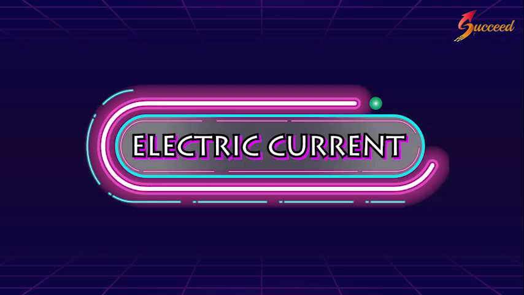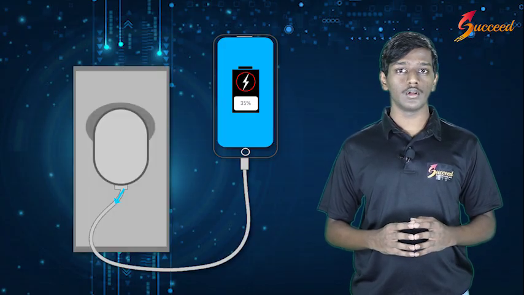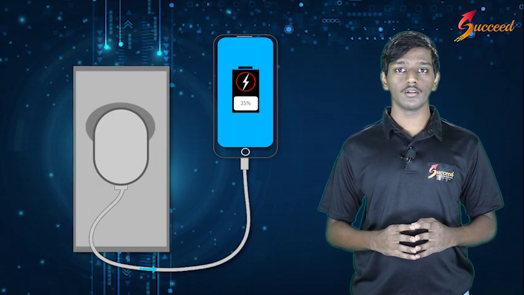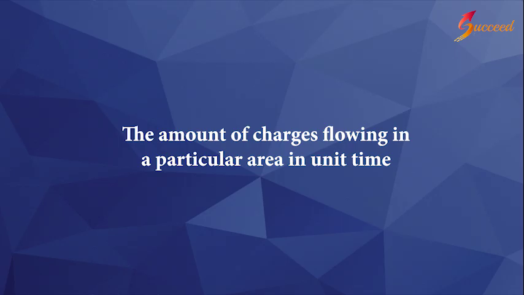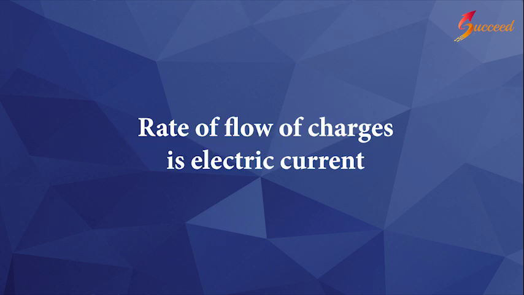Electric current. We are familiar with water current and air current. Similarly, the flow of charges constitutes electric current. Let us take the previous example. When the charges flow in the wire, we say there's electric current in the wire. Electric current is defined as the amount of charge flowing through a particular area in unit time. Or we can just say that rate of flow of charges is electric current.